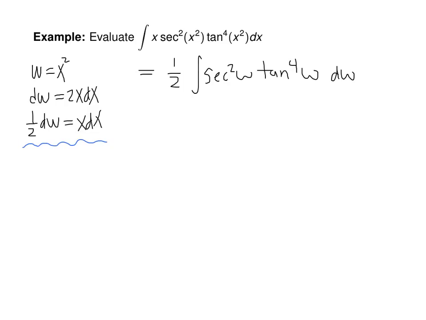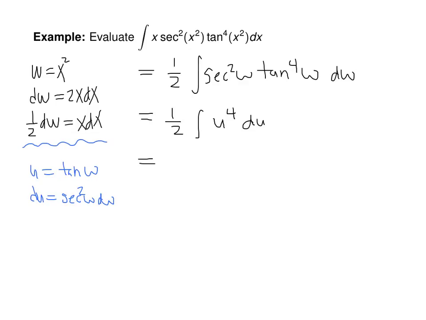And now we substitute again, and because the derivative of tangent is secant squared, I will let u equal tangent of w. du will be equal to secant squared of w dw. Now that gives us 1/2 times the integral of u to the 4th du. Now we antidifferentiate u to the 4th, and we end up with 1/5 u to the 5th, so we have 1/2 times 1/5 u to the 5th plus c, and we substitute everything back in.